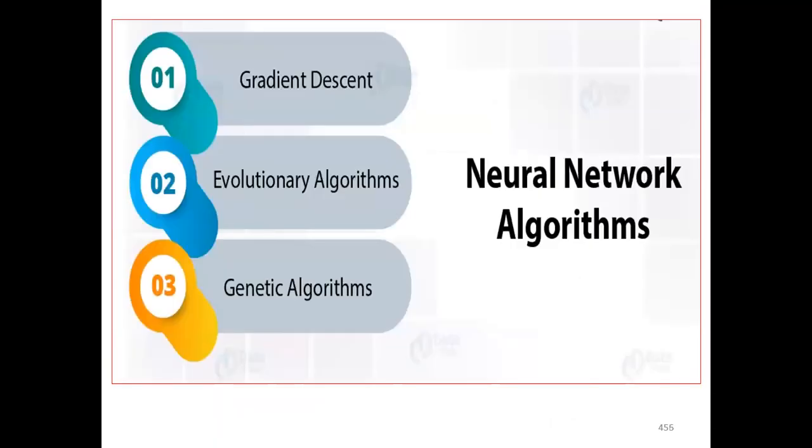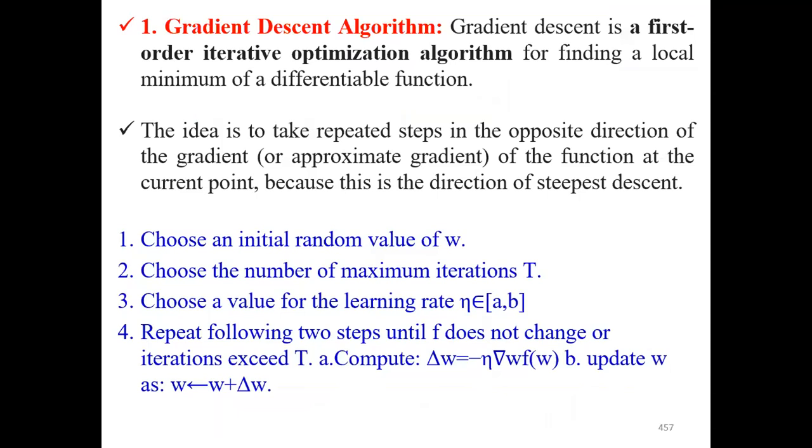So these are the neural network algorithms, very famous algorithms: gradient descent, evolutionary algorithms, and genetic algorithms. Very popular, three important algorithms, especially the gradient descent algorithm. Gradient descent is a first-order iterative optimization algorithm for finding a local minimum of a differentiable function. The idea is to take repeated steps in the opposite direction of the gradient, or approximate gradient, of the function at the current point.